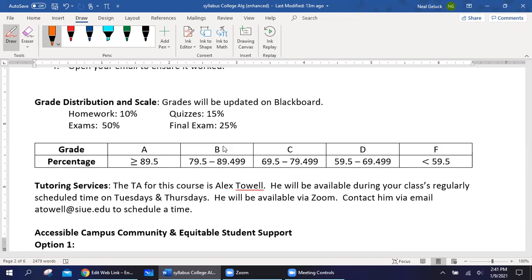Here's the breakdown. It's weighted grading system. I do round up, so 89.5 and better is an A, 79.5 and better is a B, and so on and so forth.